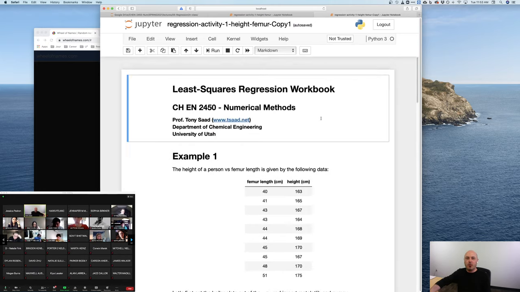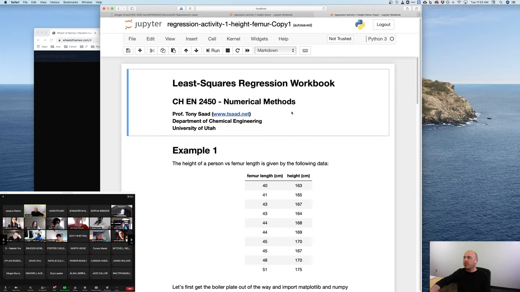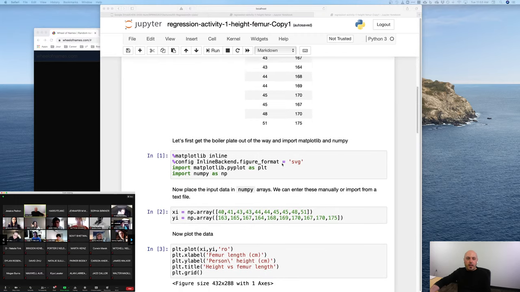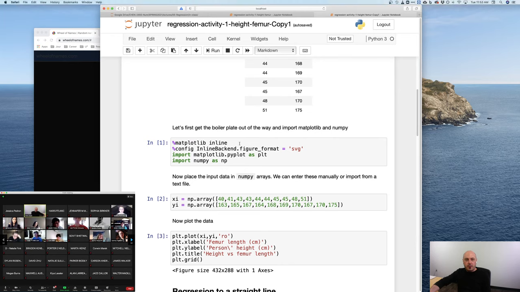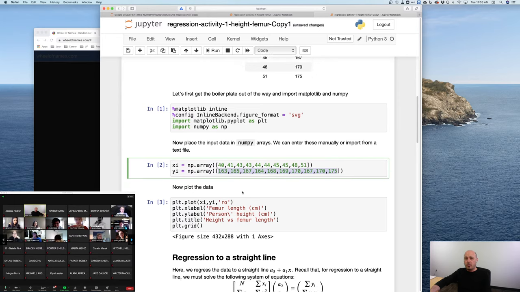All right, so do you all have the workbook? Load it up. Yeah? Okay. So I kind of have almost everything put in for you over here. These are some of the magic boilerplate that I put in, the matplotlib inline and the SVG. You just simply go ahead and execute that. Now we're putting the data from the height versus femur into XI and YI arrays, and I took the liberty of putting those in for you. Those are the data exactly as put in the slides. So 40, 41, 43, 43, 44, 40, et cetera.